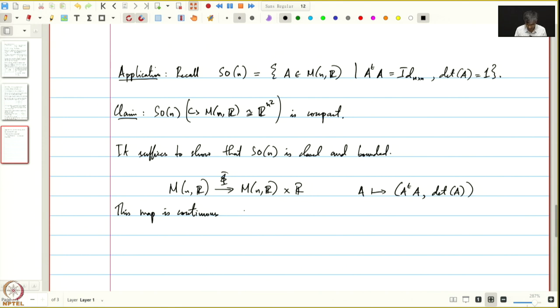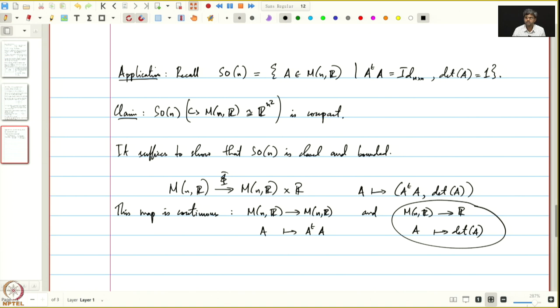To show that it is continuous, it's enough to show that first we look at the map from M_n(R) to M_n(R), A goes to A transpose A, is continuous, and the map from M_n(R) to R, A goes to determinant of A. This map is continuous is clear because the determinant of A is a polynomial in the entries of A, and the entries of A are simply the projection maps, which are continuous, and therefore polynomials in these continuous maps are continuous.